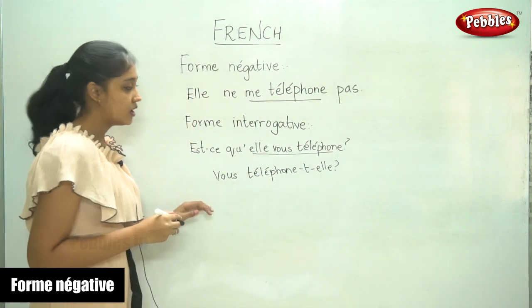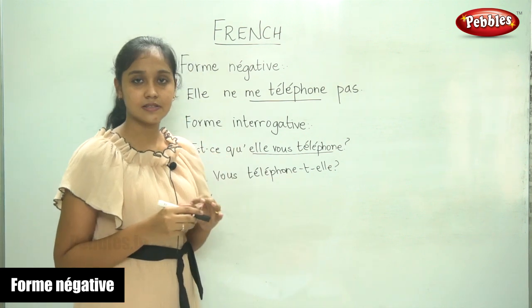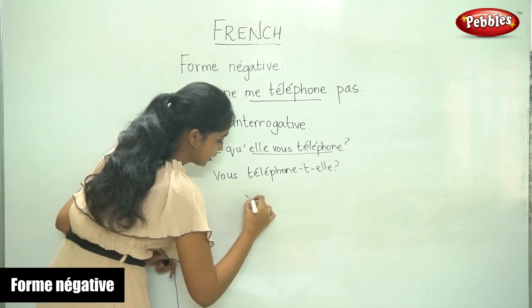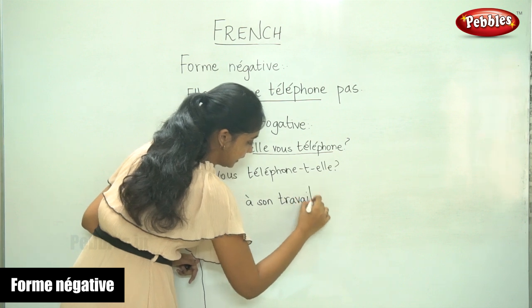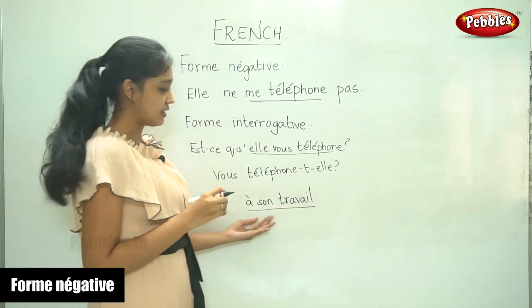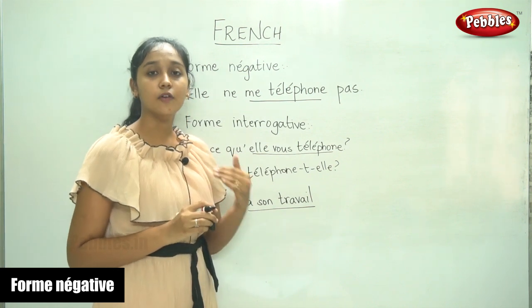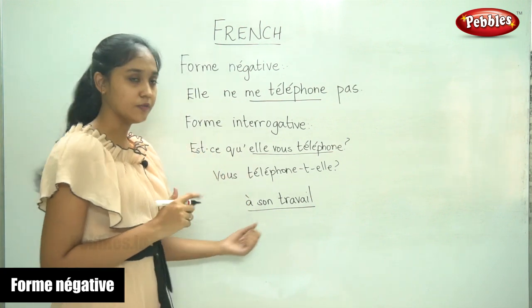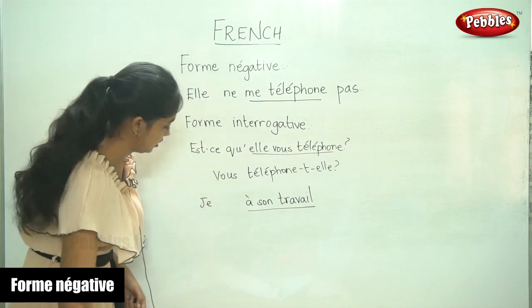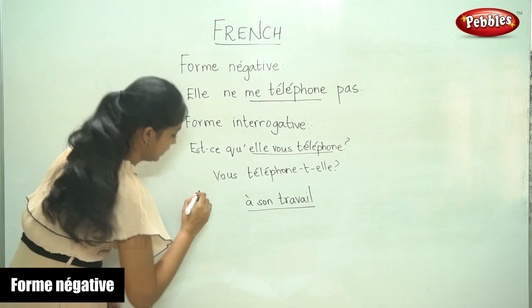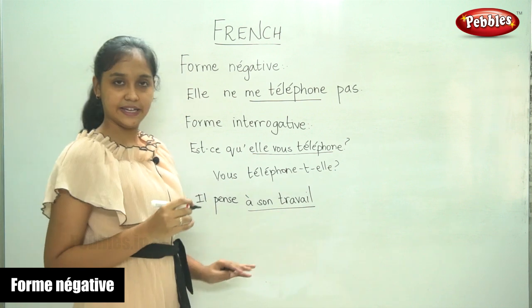When the noun is the name of a place. Okay? For example, à son travail. In this case, it is the name of the place. Il pense à son travail.